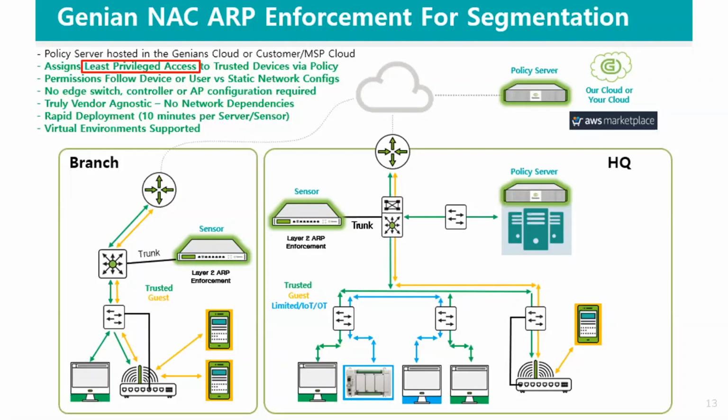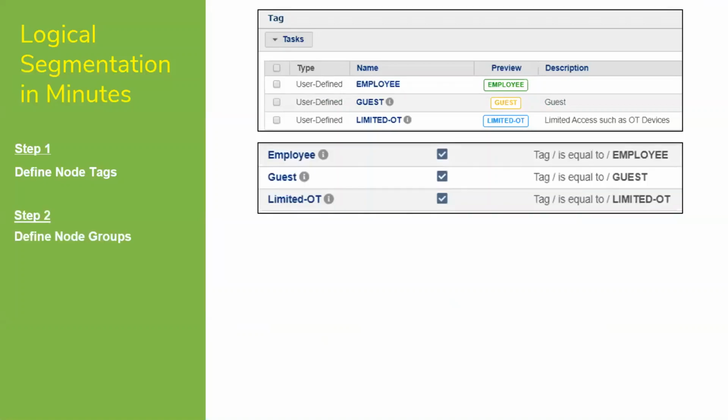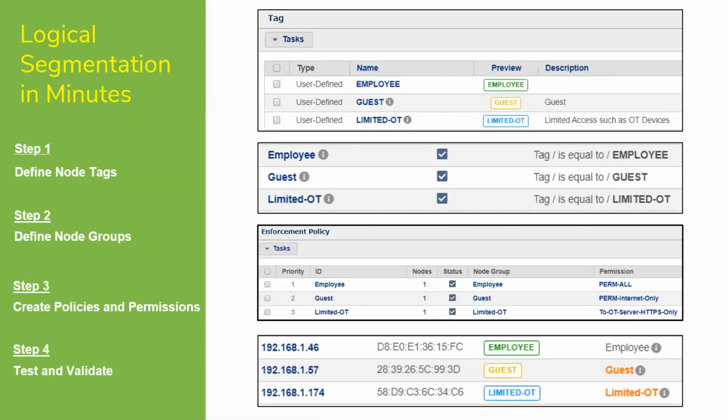These segmentation policies are very easy to configure. Step one, you can use any type of qualifier like a node tag. Then you can assign that tag to nodes and you can group those nodes together and then assign specific permissions. And then no matter where that device goes, it will always have those permissions.